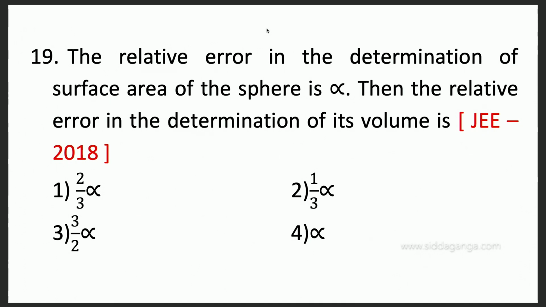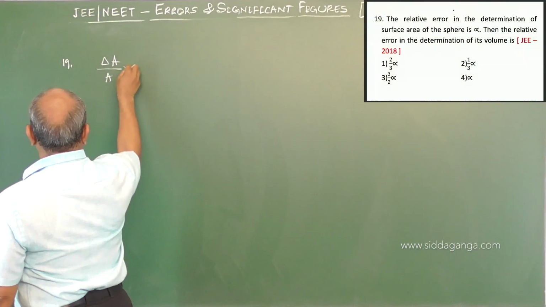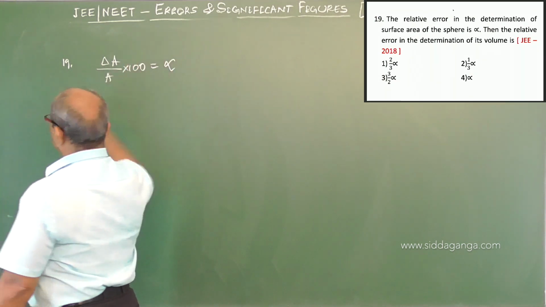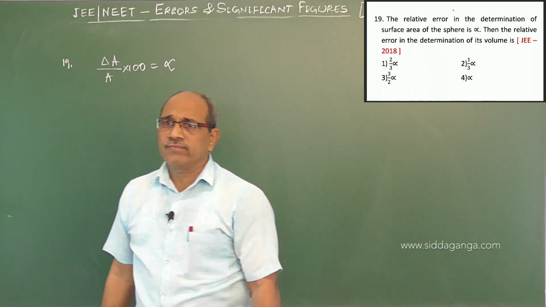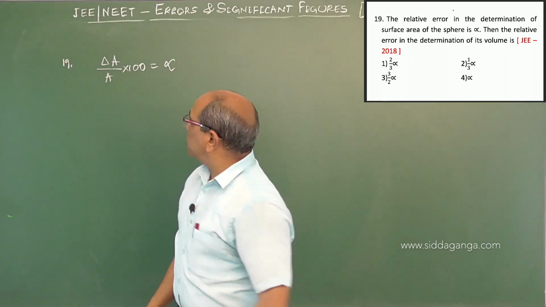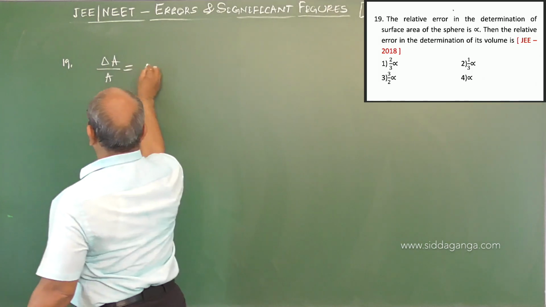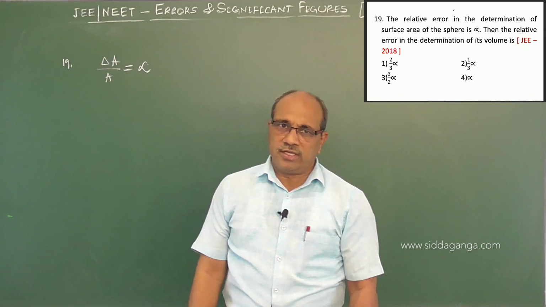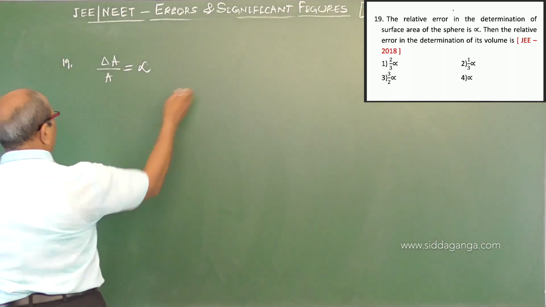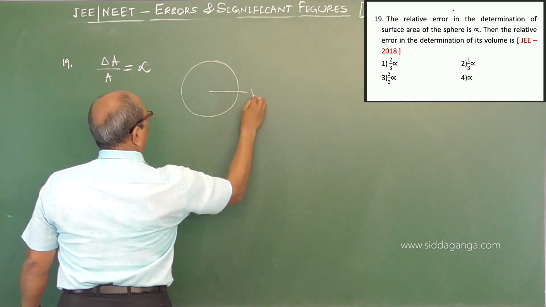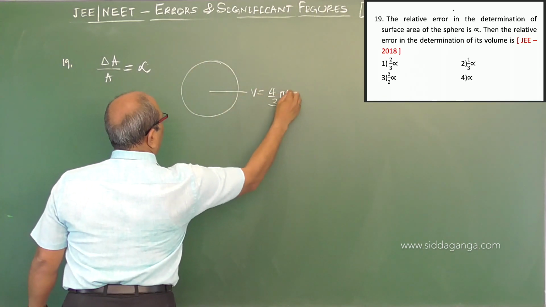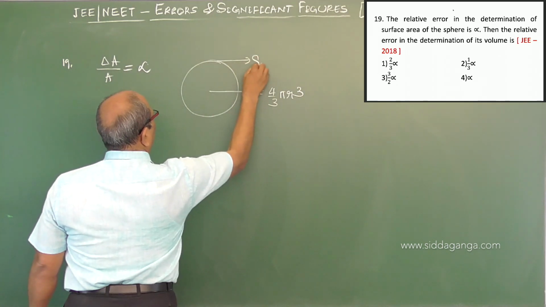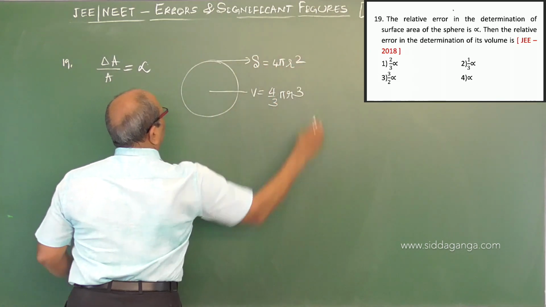Again in JEE 2018, the relative error in the determination of the surface area of a sphere is alpha. Not percentage error, relative error, alpha. Then the relative error in the determination of its volume is asked. Already you know, in case of a sphere, volume is given by 4/3 pi r cube, and surface area is 4 pi r square.